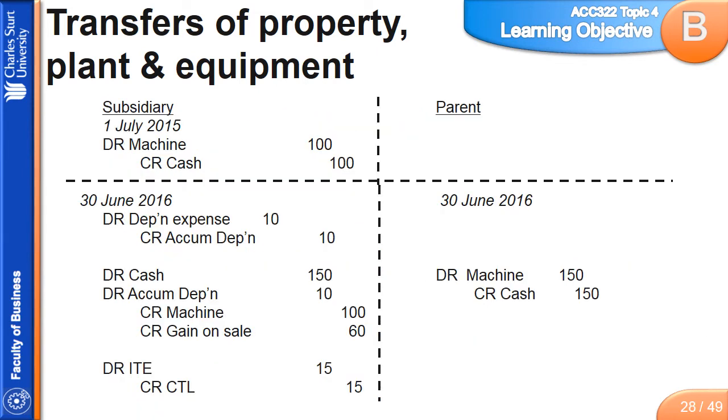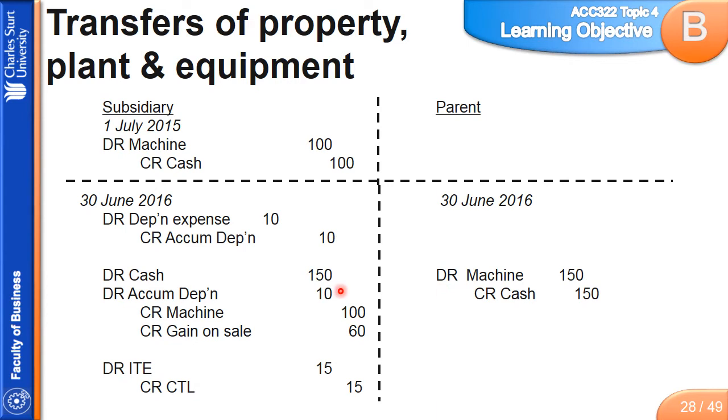So looking at the individual transactions that occurred within the subsidiary and the parent's accounts, initially we've got this recognition of the asset via debit to machine $100 and a credit to cash $100. Then at the end of the reporting period, the subsidiary records the depreciation due to owning that machine for a year. So the depreciation was $100 times 10% equals $10. Then at the end of the reporting period we've got here a debit to cash $150, and then corresponding with that is the credit to cash $150 within the parent.